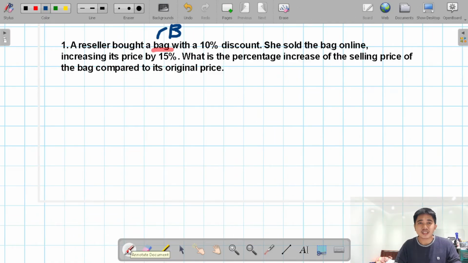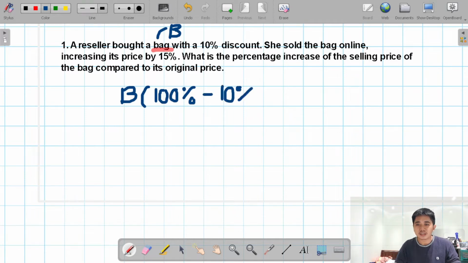How do we represent percentage discount? Let's say the original price of the bag is B. Its original price, or 100% of its value, we deduct 10% of its original price. Notice that it is in parentheses and is multiplied by the original value of the bag, B. In other words, this is 0.9. Why 0.9? Because percent is just division by 100. This is now the new value of the bag, and this is the value that we will use for the 15% increase.